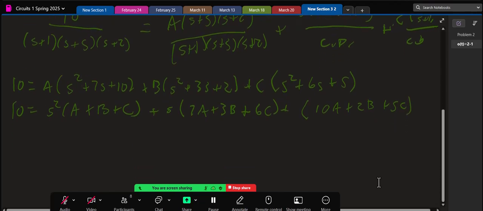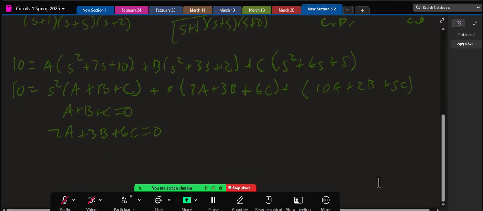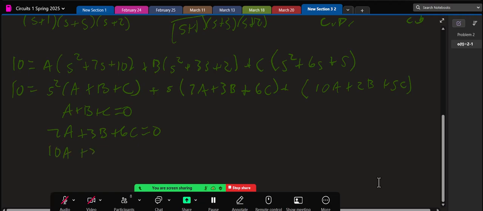So I know that what's on the left-hand side has to equal what's on the right-hand side. The left-hand side doesn't have any s squareds at all, so A plus B plus C has to equal 0. The left-hand side also doesn't have any s terms at all, so 7A plus 3B plus 6C has to equal 0. And then the constant term has to equal 10, so 10A plus 2B plus 5C has to equal 10.